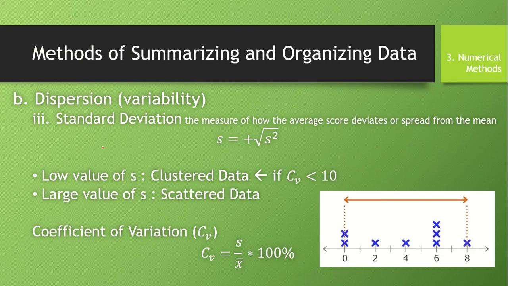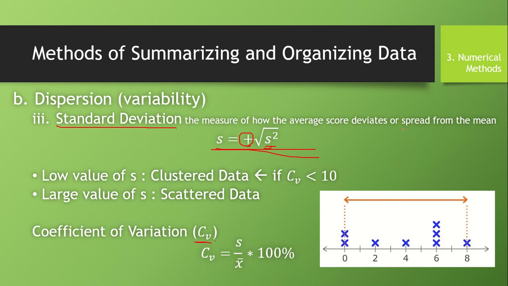Next, we'll solve for the standard deviation and the coefficient of variation. So the standard deviation is just the positive square root of the variance. Take note, we are using the positive, since the square root of a number has two values, a positive and a negative. For standard deviation, we will be using the positive square root of the variance. So the standard deviation measures how the average score deviates or spreads from the mean.